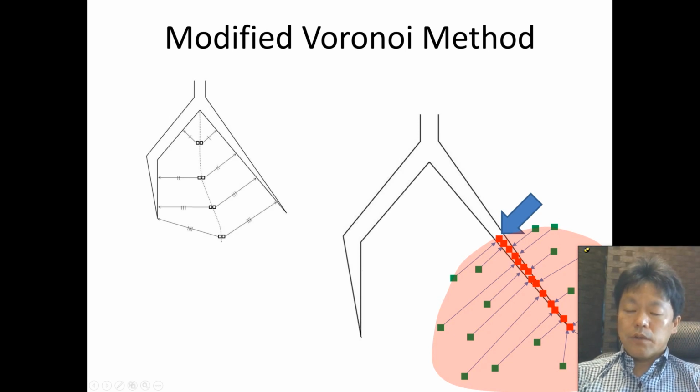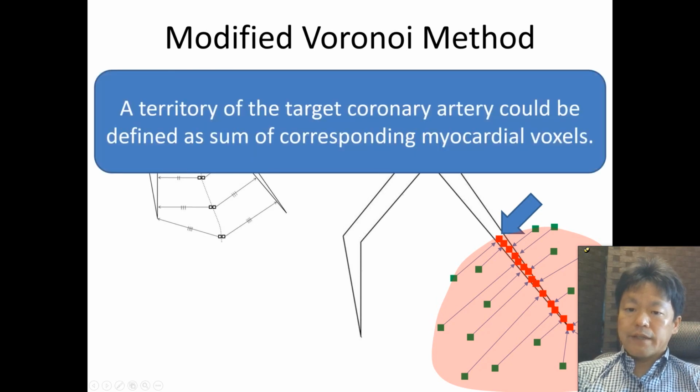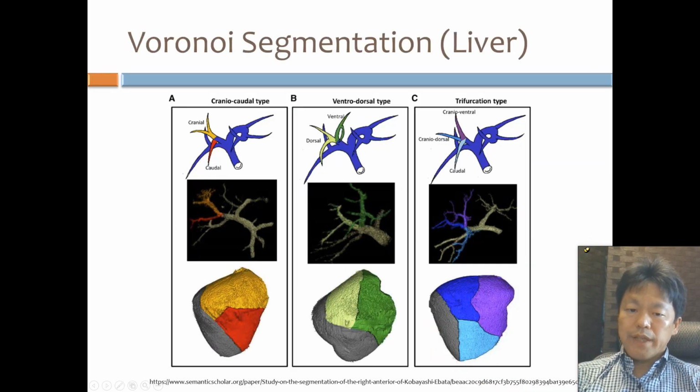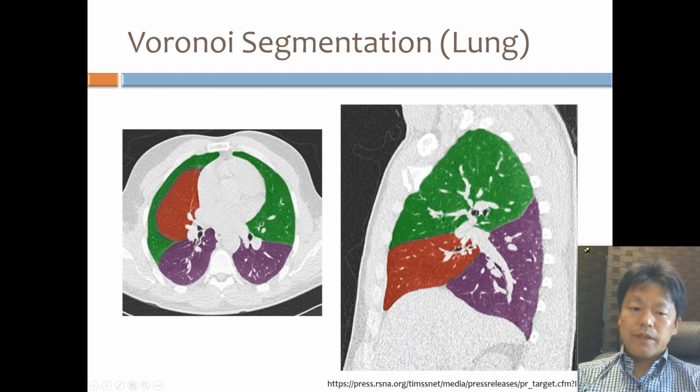This method is not only for the heart; it is actually already used for the liver and the lung. Surgeons use it before surgery, making the segmentation from the CT information, and then they do a lobectomy or some kind of operation.